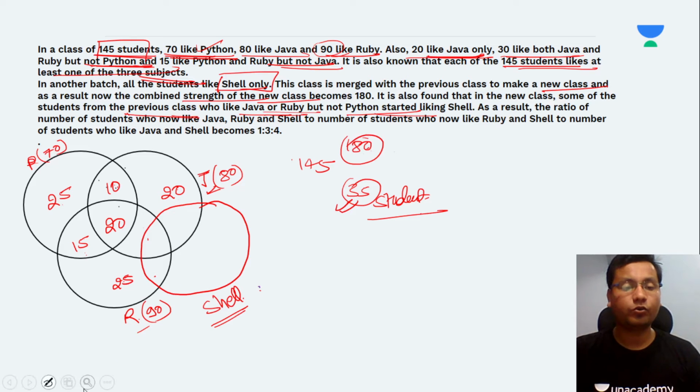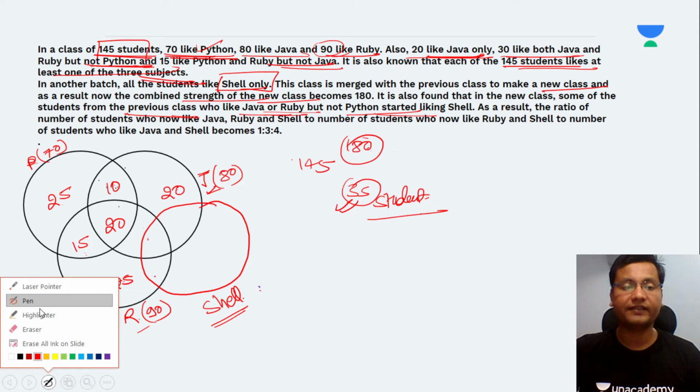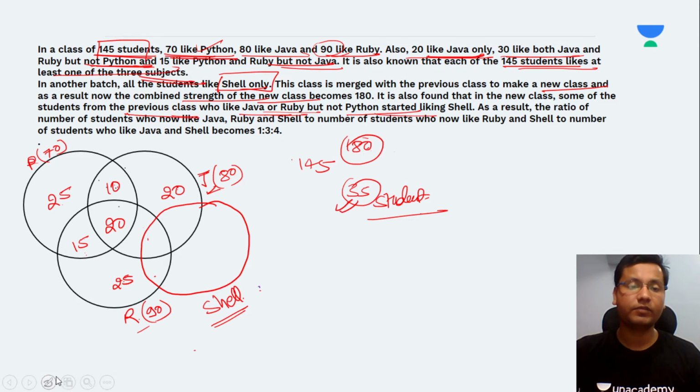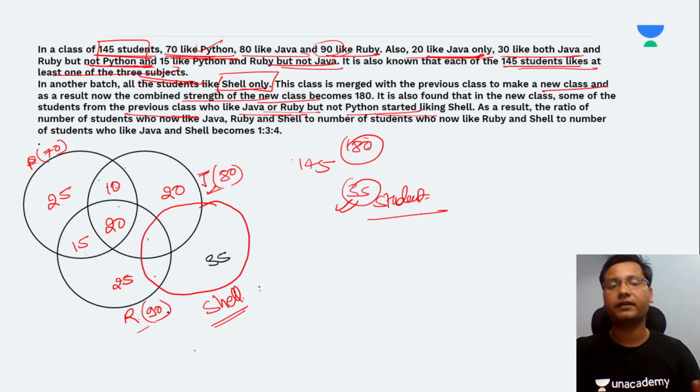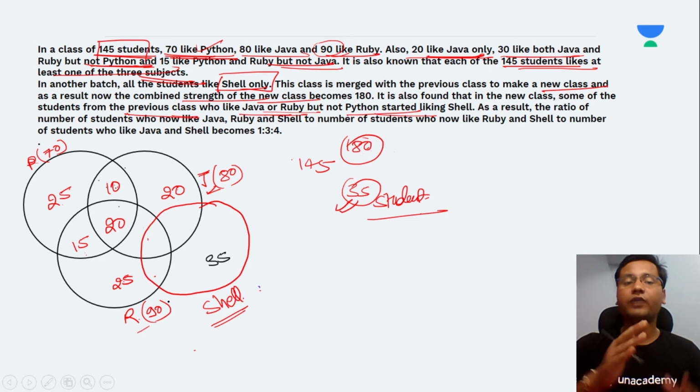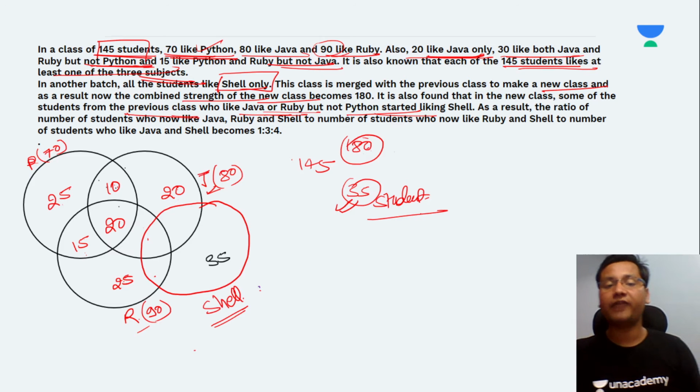ठीक है, and the total student who like only Shell is how much? Only Shell is how much? Tell me guys. Only Shell is 35, right? So this is only 35. So these students are not going to like any other language out of Java, Ruby and Python, right? The students who like Java and Ruby, they are going to like Shell.